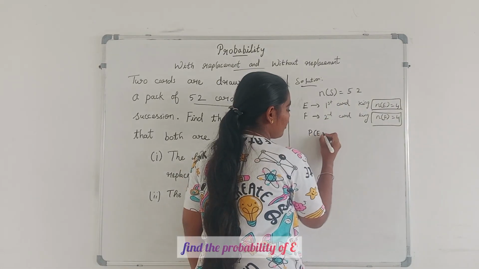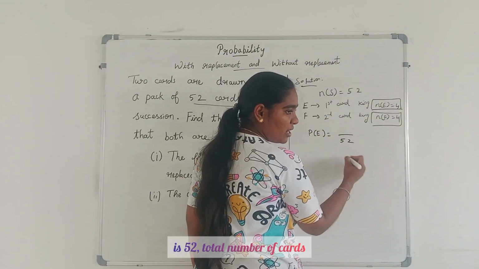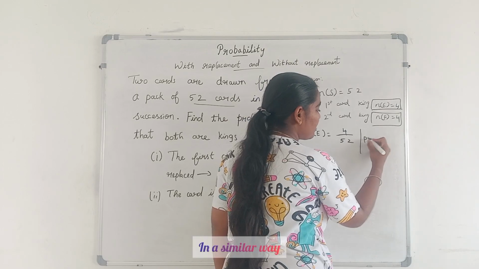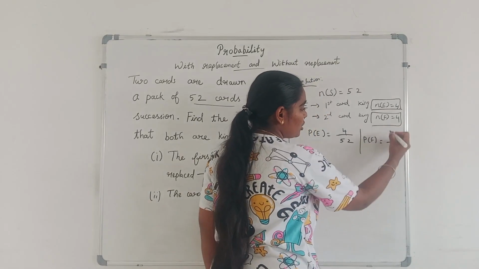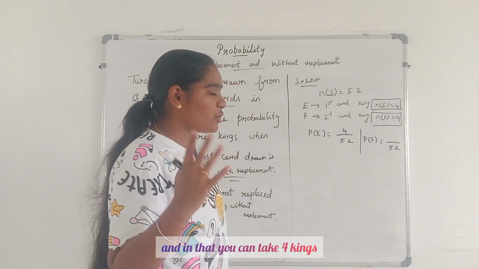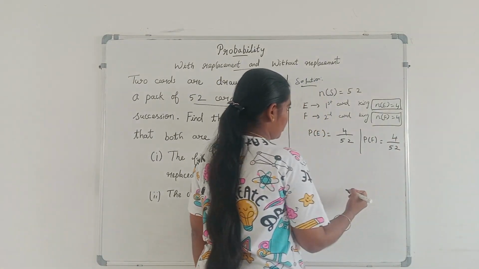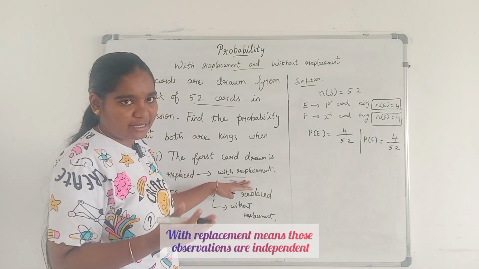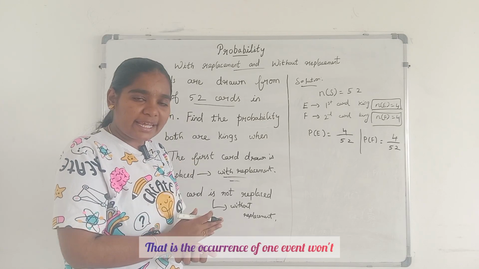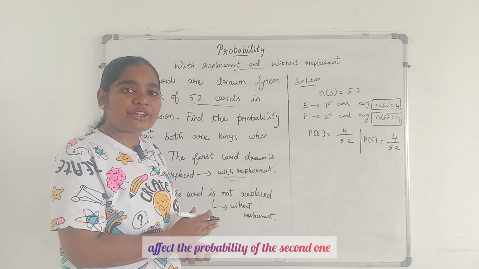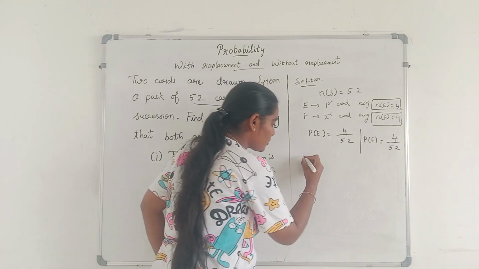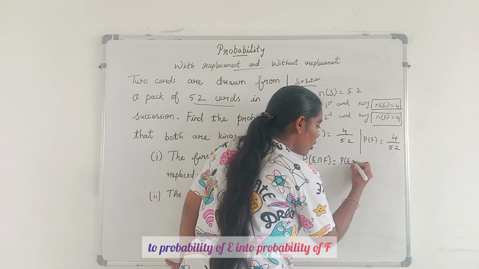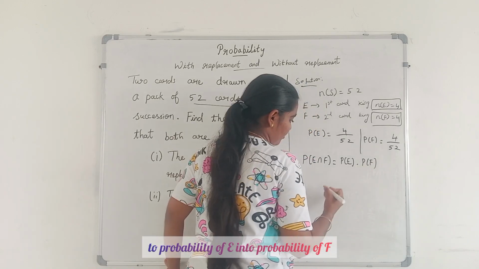So let's find the probability of E. The total number of cards is 52, and in that there are 4 kings. So it is 4 by 52. In a similar way, probability of F: the total number of cards is 52, and in that you can take 4 kings. So 4 by 52. With replacement means those events are independent. That is, the occurrence of one event won't affect the probability of the second one. So probability of E intersection F will be equal to probability of E into probability of F.